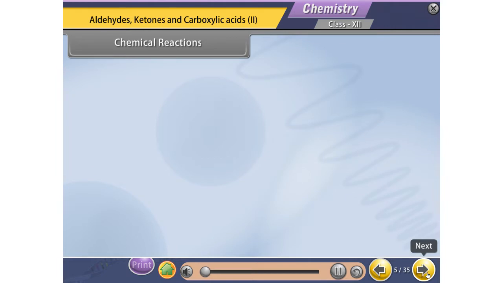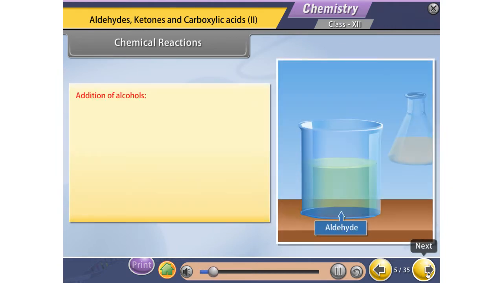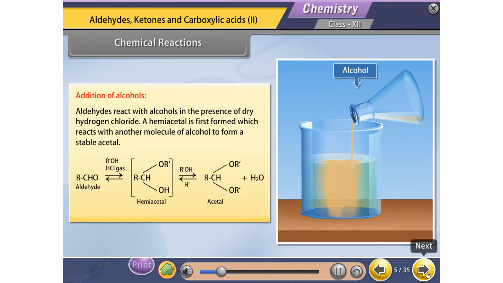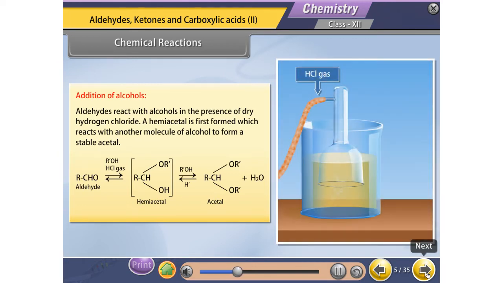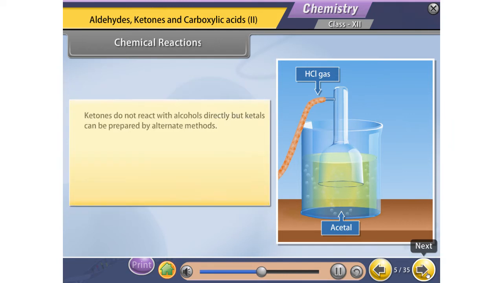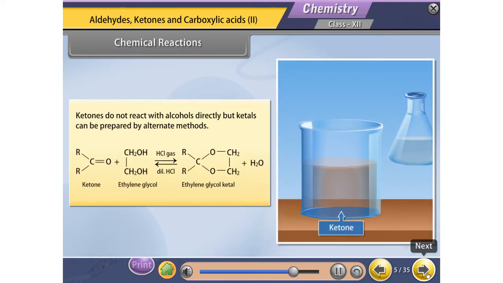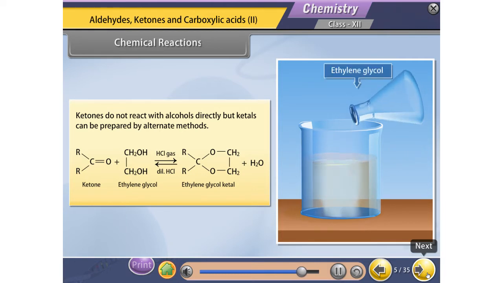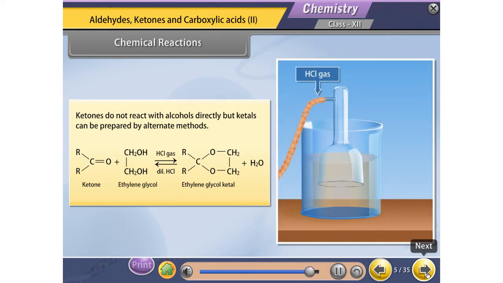Chemical reactions. Addition of alcohols. Aldehydes react with alcohols in the presence of dry hydrogen chloride. A hemiacetal is first formed, which reacts with another molecule of alcohol to form a stable acetal. Ketones do not react with alcohols directly, but ketals can be prepared by alternate methods. A ketone reacts with ethylene glycol in the presence of dry hydrogen chloride gas and forms ethylene glycol ketal along with water.